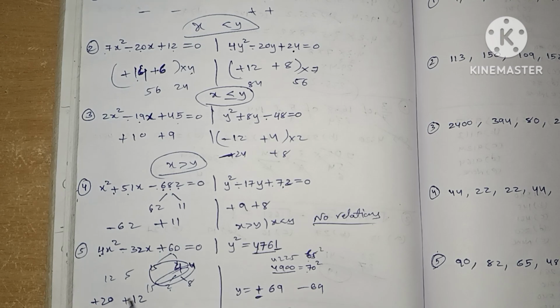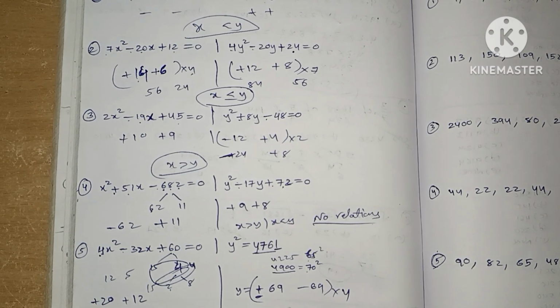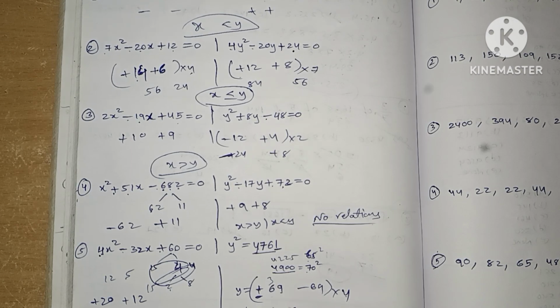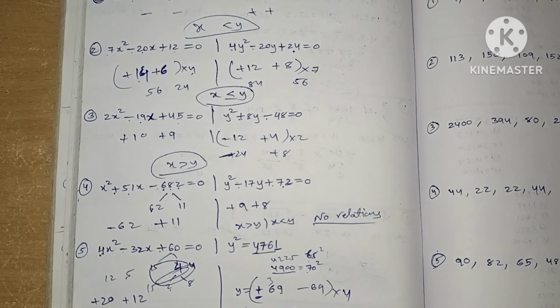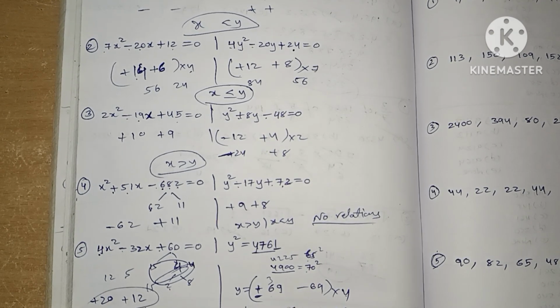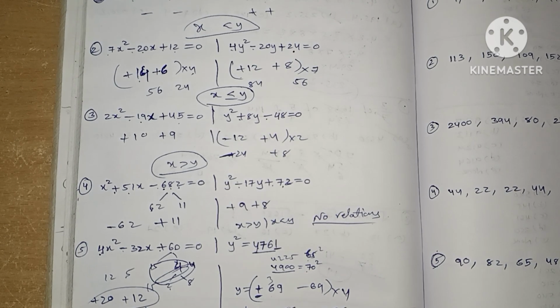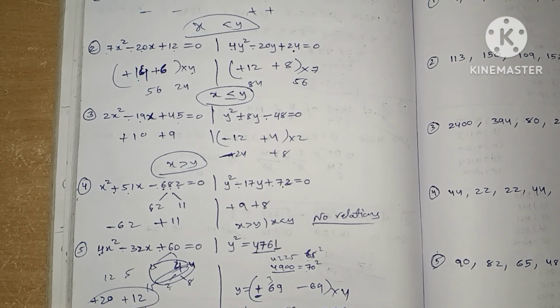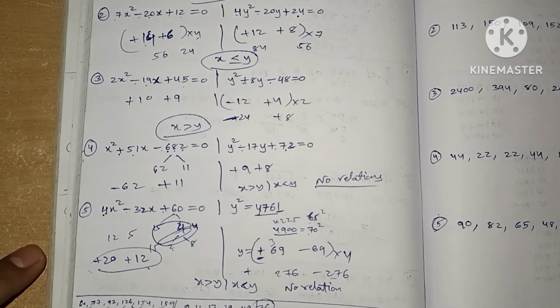So to make the base equal, we need to multiply this with 4. If we multiply this with 4, 9 4 times is 36, 6 4 times 24 and 27. This will be 276. Now comparing these two, it is clear that these two numbers come in between these two numbers. So x greater than y and x lesser than y comes here. So no relation is established in between these two equations.